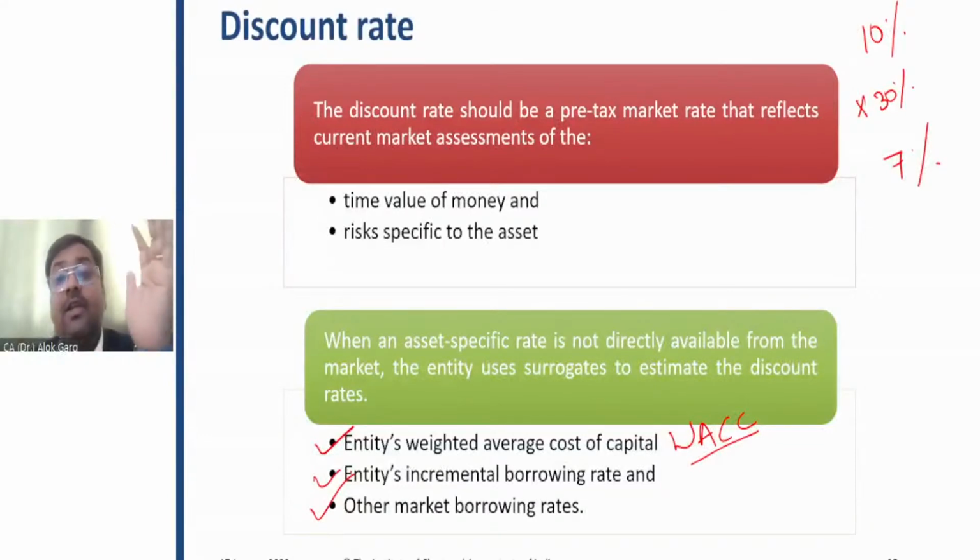If it is not available, and generally it is not available, in that case, you have to apply the entity's weighted average cost of capital, right? The second one should be, if even that is not available, then at what value I am getting a loan from the bank, as simple as that, right? And if that is not available, then other market borrowing rates you can also refer to, right?